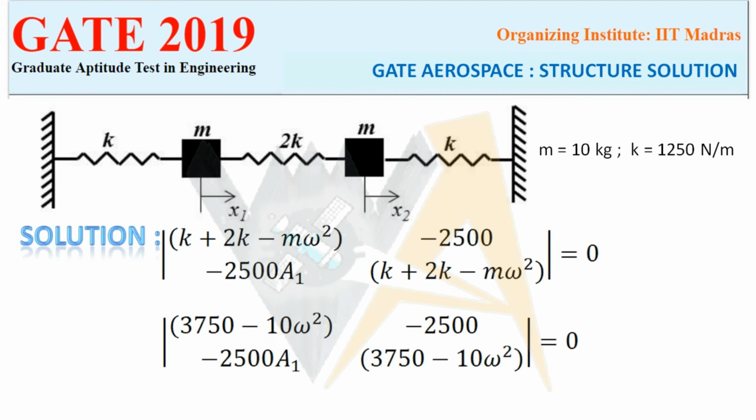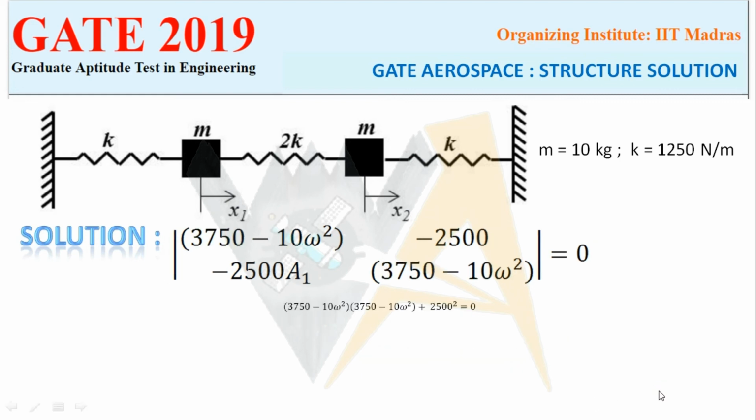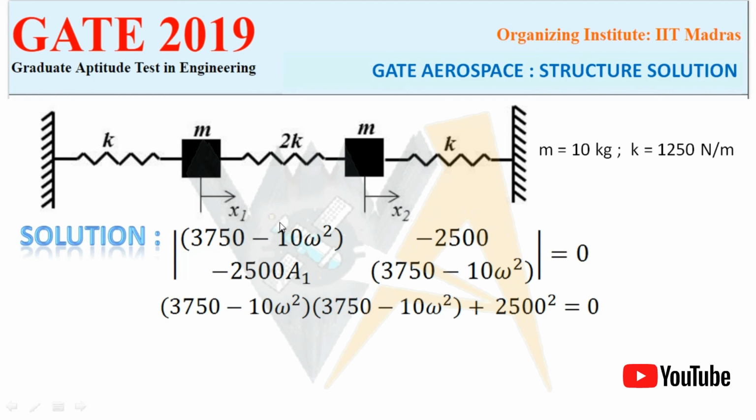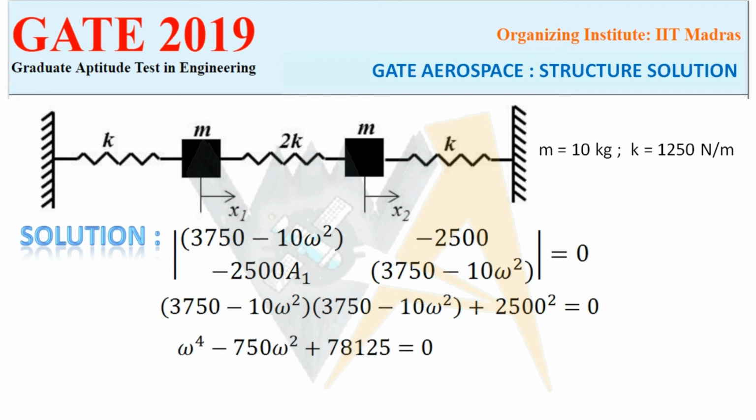Now simplifying this equation, substituting the value of k. We know the value of k is 1250 and the m value is 10. Substituting here, we get these values. Now we make the characteristic equation. We multiply this into this minus this into this, and we get this equation. For the simplification, we get omega power 4 minus 750 omega square plus 78125 equals 0.